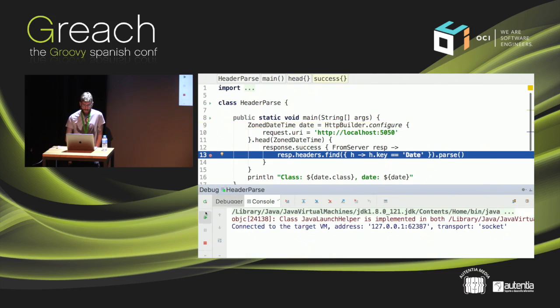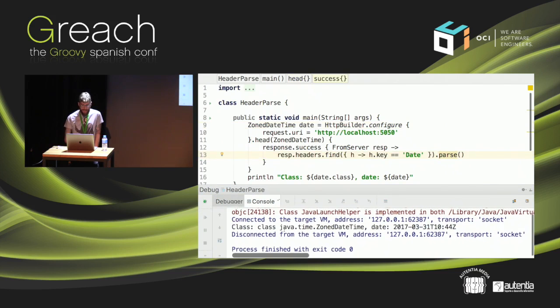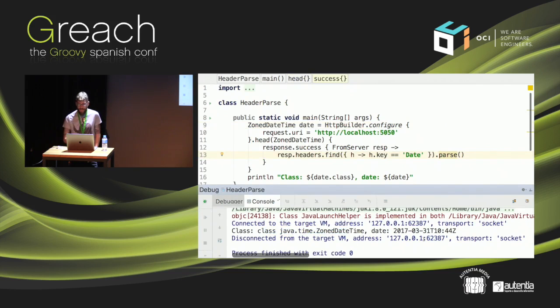And if I check out the output as well, I can see that it's indeed a class of ZonedDateTime, and it's probably parsed from the ISO standard. Also very convenient.